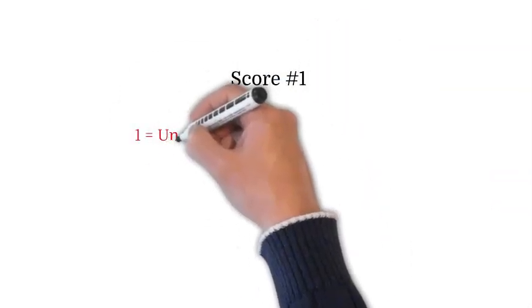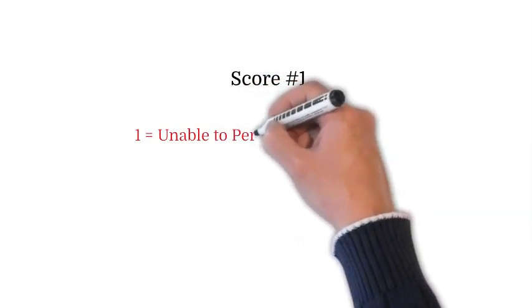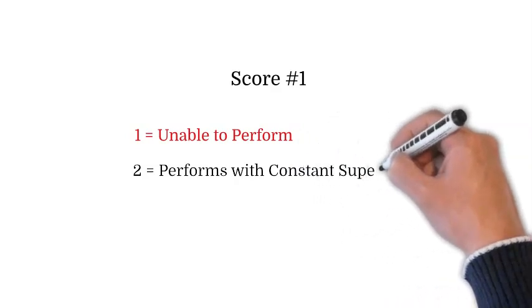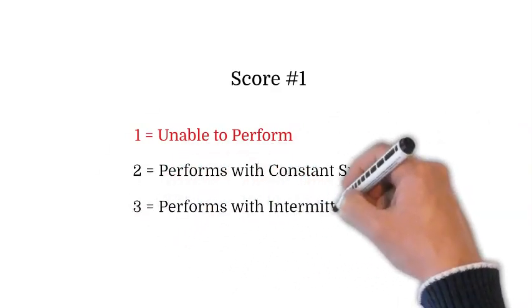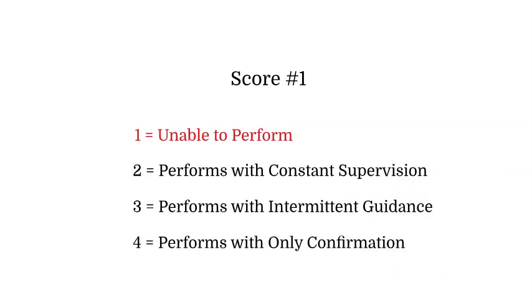A score of 1 means the student is unable to safely perform a particular skill. For example, a score of 1 indicates the student is unable to safely demonstrate gait training, with physical or verbal cues, and assistance from the clinical instructor.